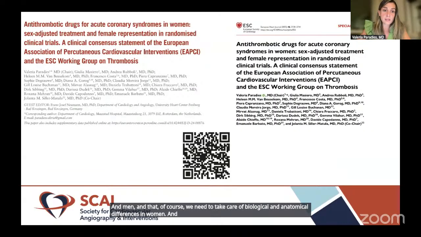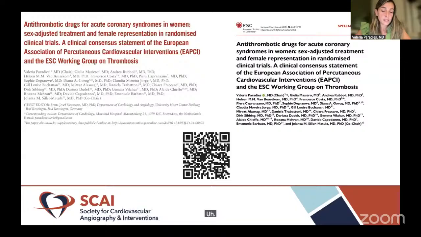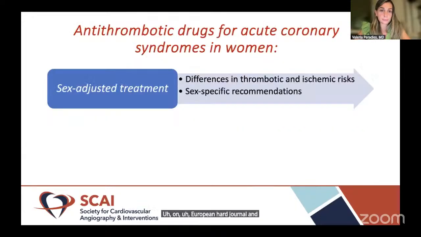And with all this consideration, we consider a really important topic, and we put a lot of effort to indeed publish this document, which is a clinical consensus statement of the APCI Society together with the ESC Working Group on Thrombosis, which was recently published in European Heart Journal and EuroIntervention. And the paper is focused on two main topics.